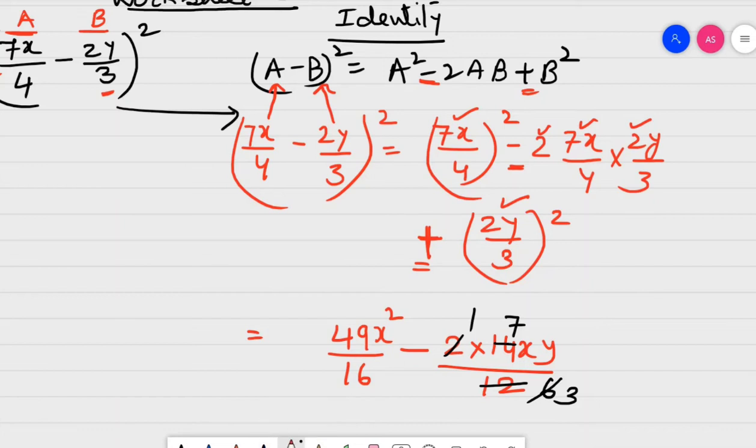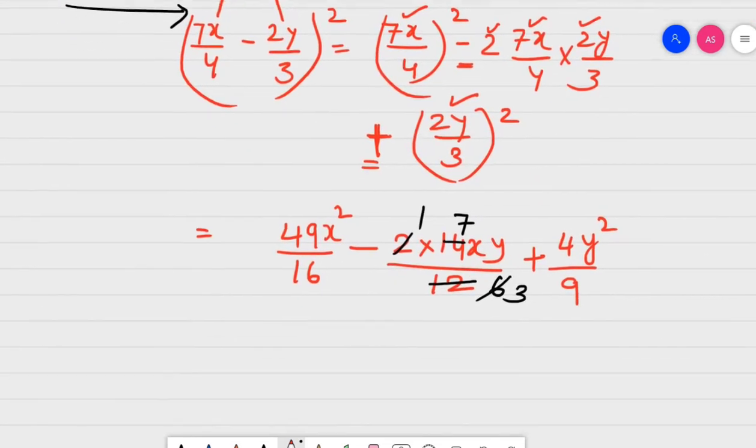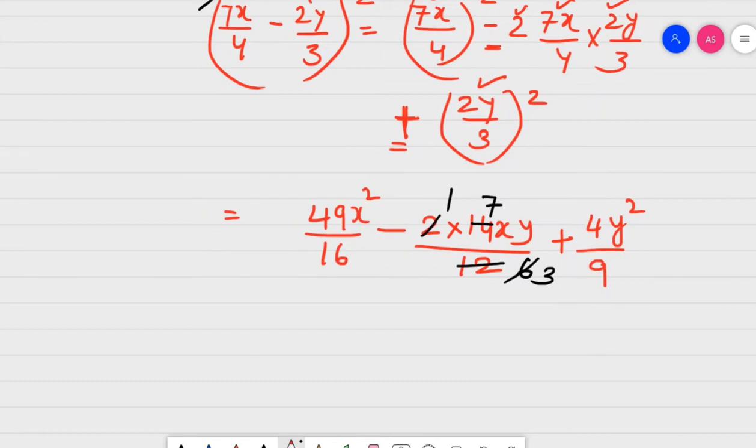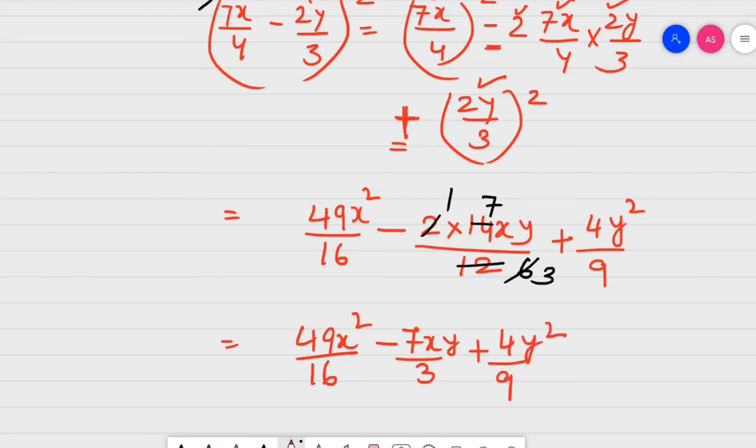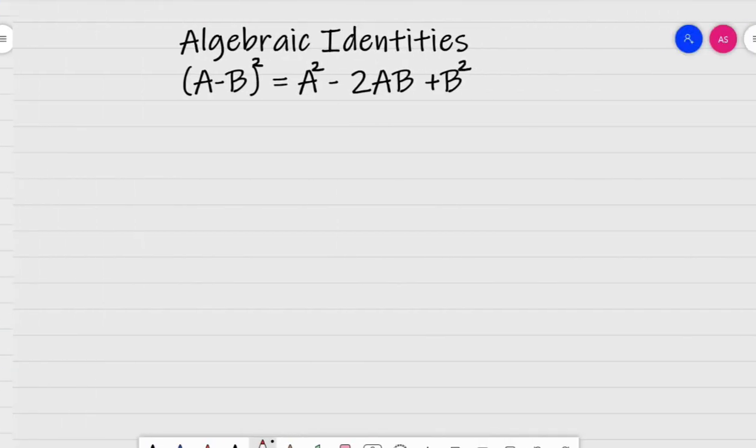Okay. Then plus (2y/3) whole square, that means 4y square by 9. So finally, what answer will you get here? You will get 49x square by 16 minus 7xy by 3 plus 4y square by 9. So this is your final answer.